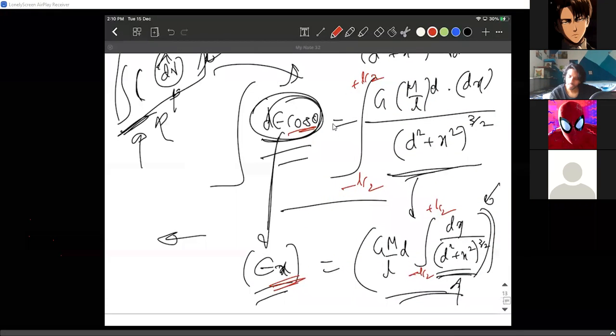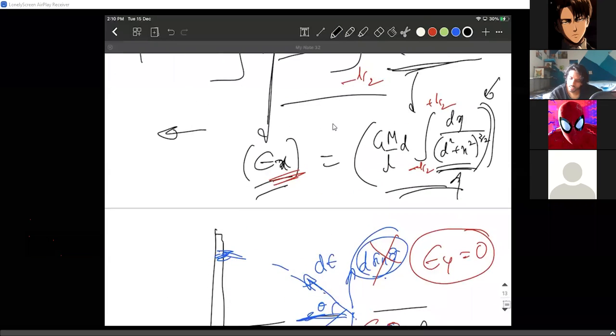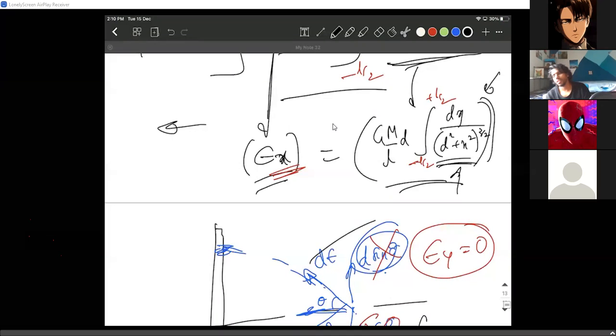Sir, I have one doubt also, sir. Yeah, what is it? Instead of integrating from minus L by 2 to plus L by 2, can't I integrate it from 0 to L by 2 and multiply the final solution by 2? Right, 0 to L by 2, yeah, you can multiply it by 2 and you'll get the same answer. Yes, for sure.